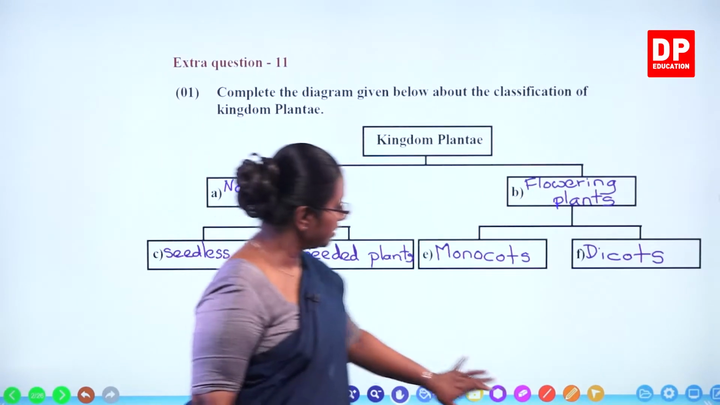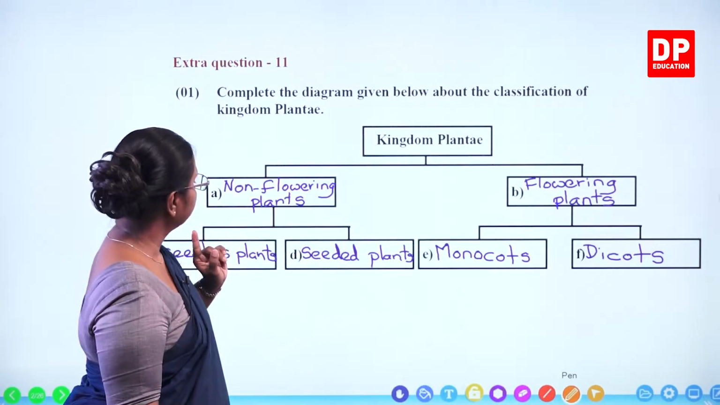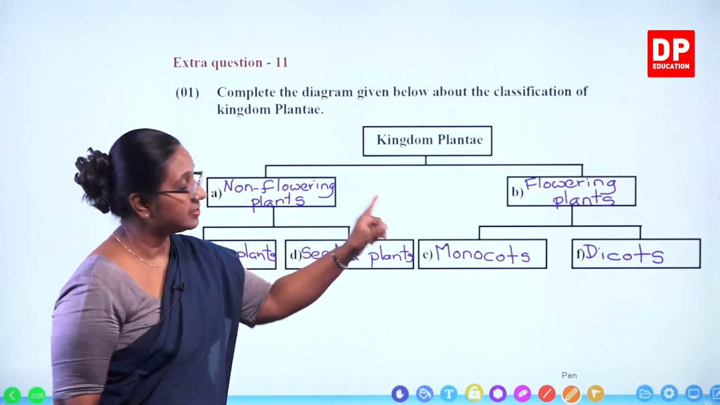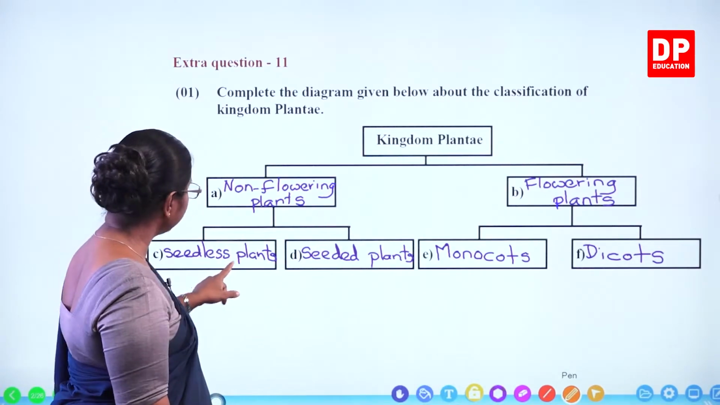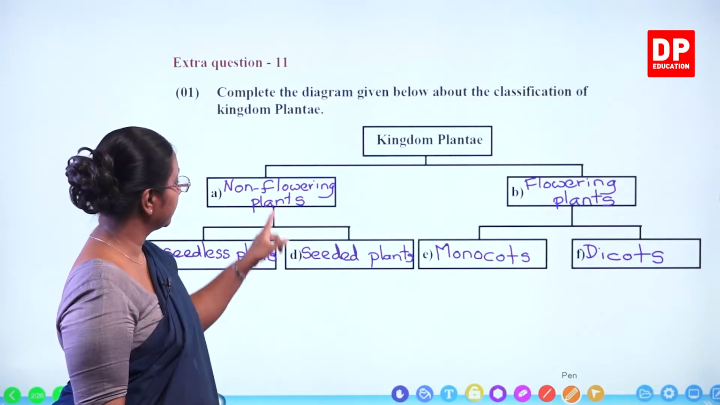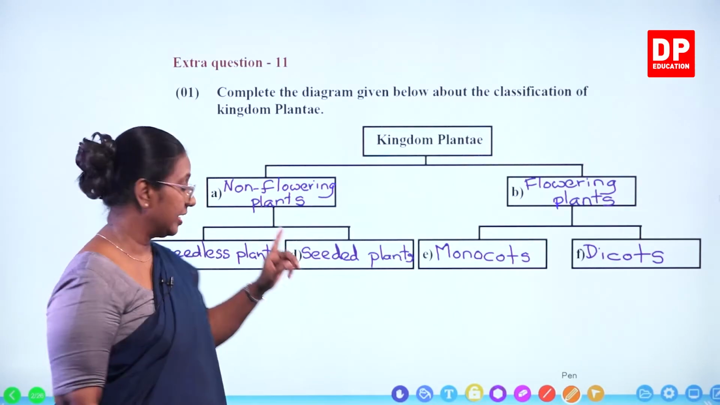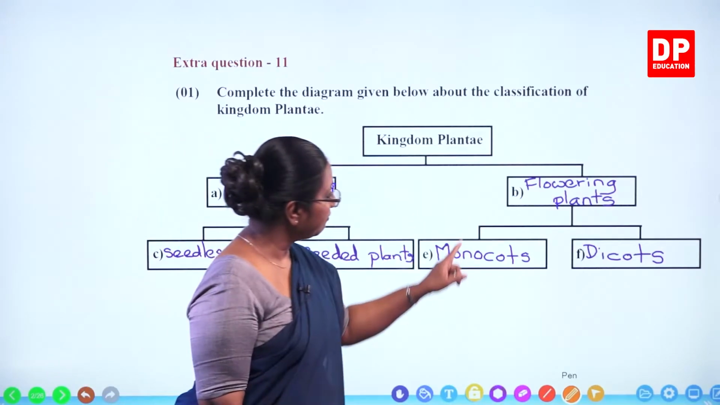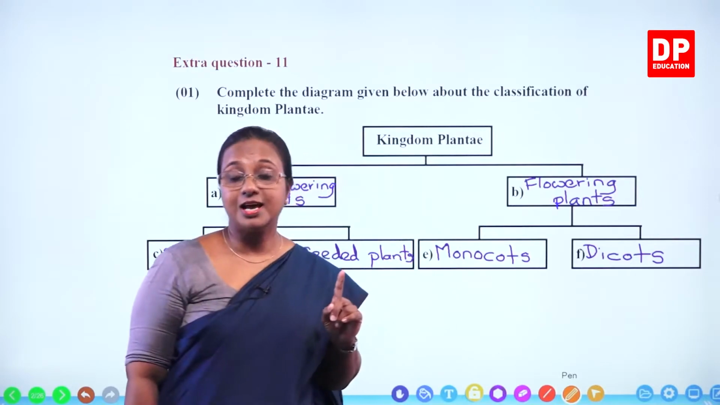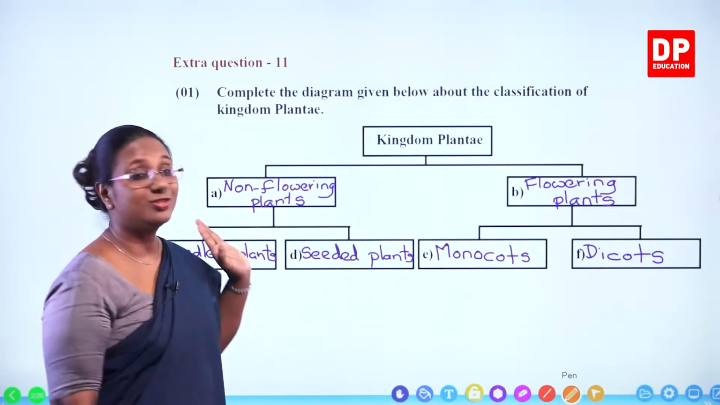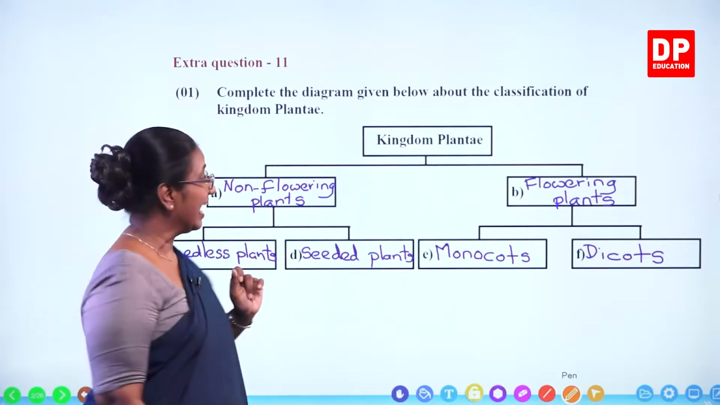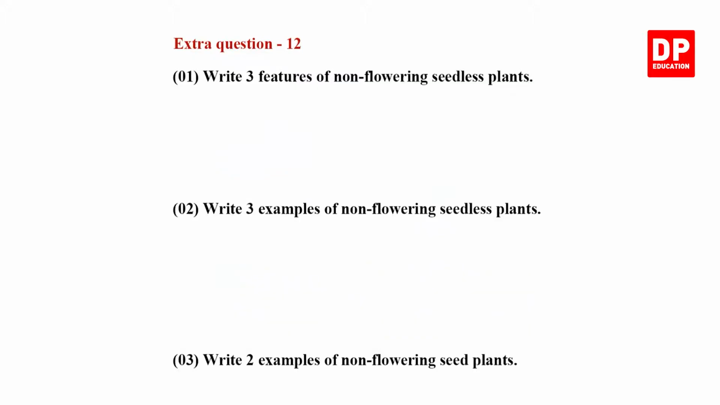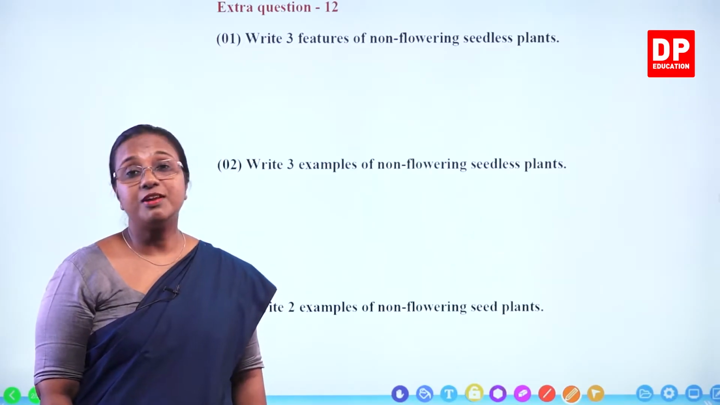So, you can see, students, we have kingdom Plantae, under that non-flowering plants and flowering plants. Under non-flowering plants, we have non-flowering seedless plants and non-flowering seeded plants. We can just refer to them as seedless plants and seeded plants. Then under flowering plants, we have monocots and dicots. So, I am sure you were able to fill these correctly. With that, I will move on to the next question. Extra question 12. Write 3 features of non-flowering seedless plants.